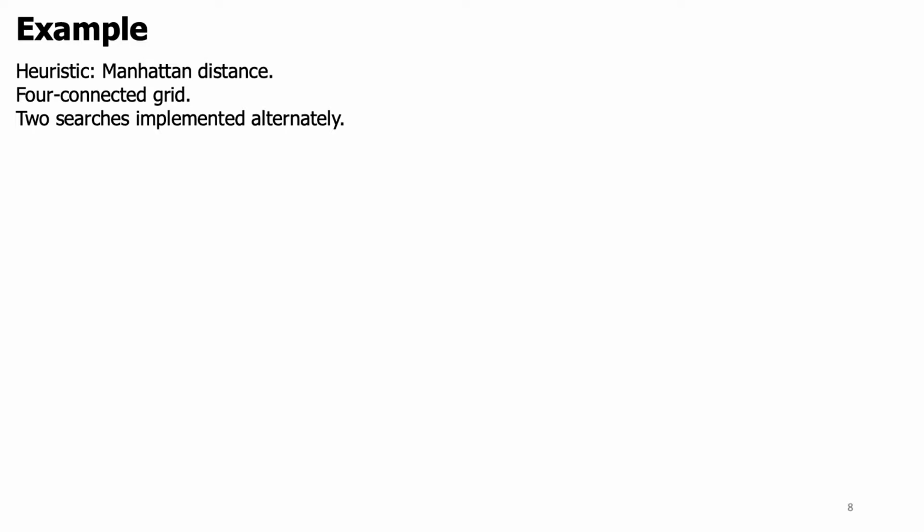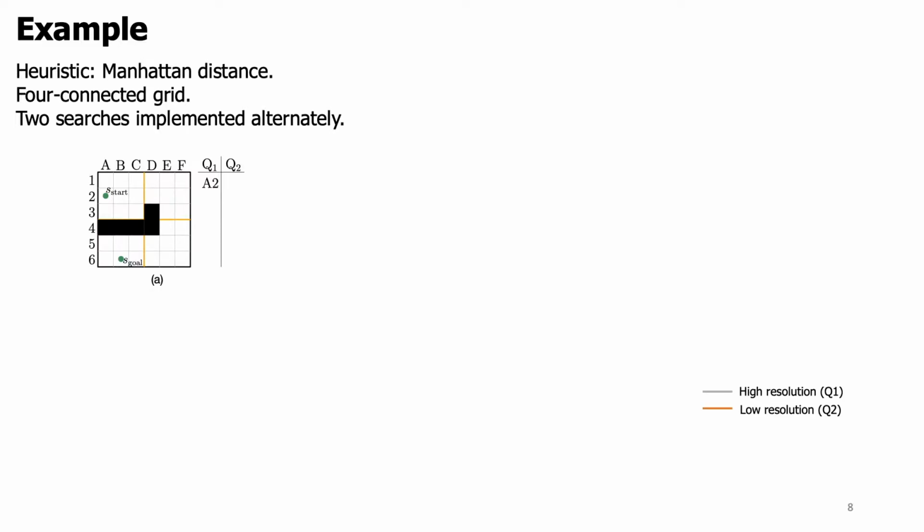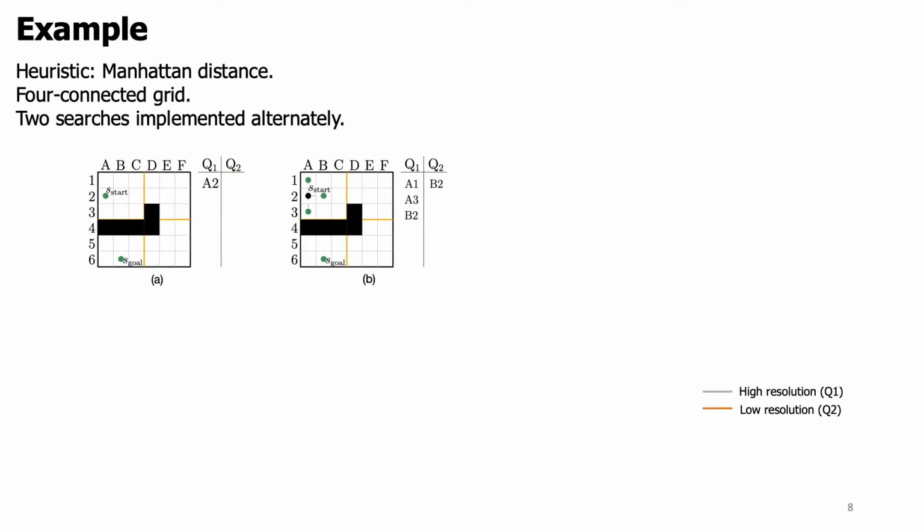Here is a simple example of how this algorithm works on a 4-connected grid map. This time, we have two resolutions in gray and orange, respectively. The heuristic is Manhattan distance. In figure A, the search started at state A2. In figure B, A1, B2, and A3 are produced as successors of A2. They are inserted into the high-resolution queue. Apart from that, B2 is also inserted into the low-resolution queue.